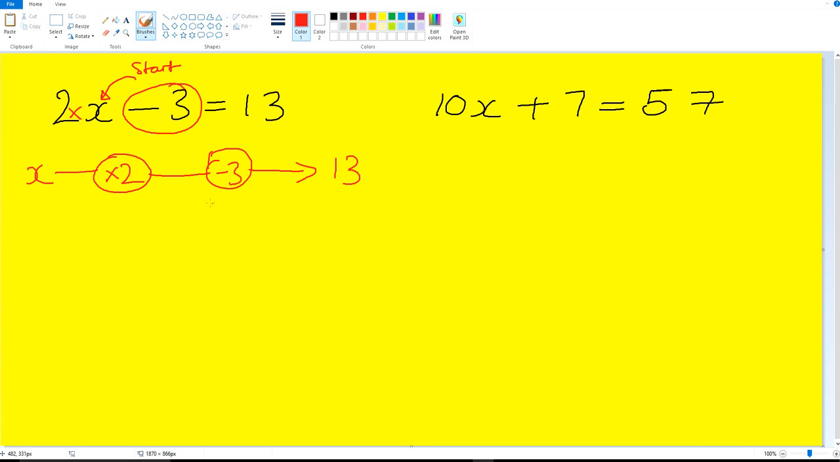Okay. So now we need to solve it. When we solve a function machine, we need to go backwards. So let's reverse everything. Opposite of minus 3 is add 3. Then opposite of time by 2 is divide by 2. So we are reversing all the machines, and that will lead us back to x, to our input.